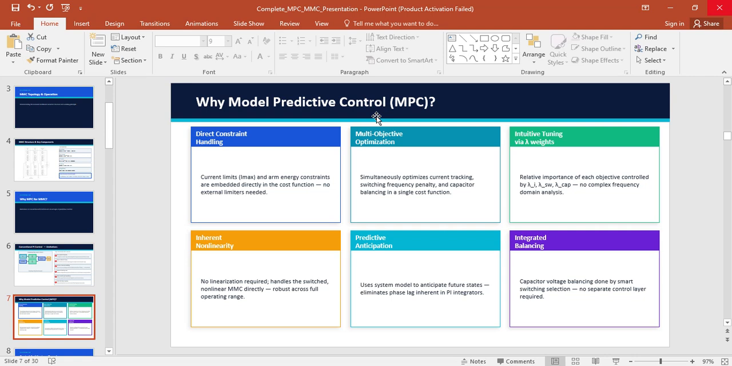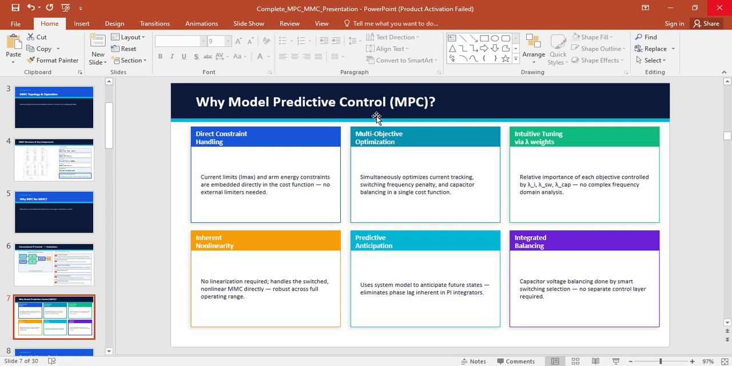Why should we use model predictive control? Now, when we talk about the MPC, we have direct constraint handling. So the current is limited; you define what your maximum current is, and energy constraints are embedded directly into the cost function. So no external limiters needed. So this is one of the advantages.